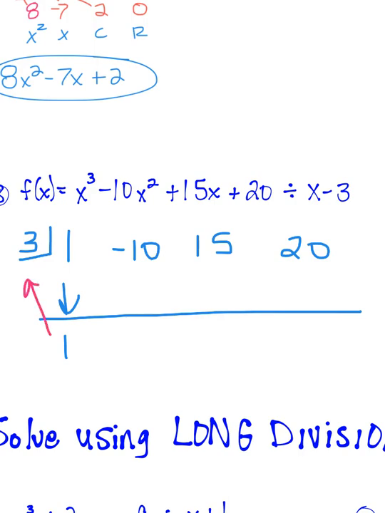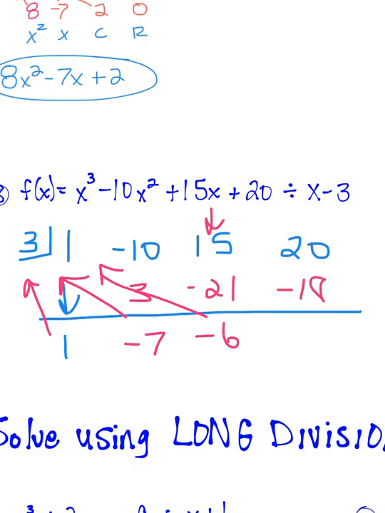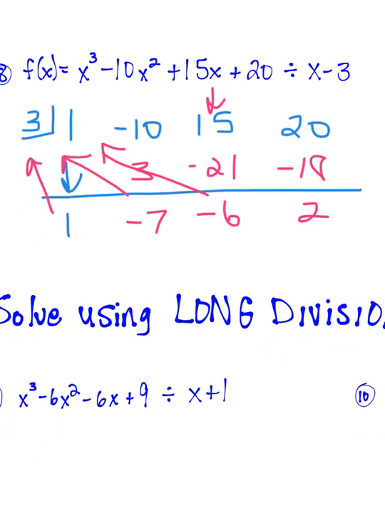What is 1 times 3? Negative 10 plus 3, negative 7. Negative 7 times 3, negative 21. What's 15 plus negative 21? Negative 6. Negative 6 times 3 is negative 18. And 20 plus negative 18 is 2. So this one happens to have a what? Remainder. I started off with x cubed, so my answer is going to start with x squared, x, constant, remainder.